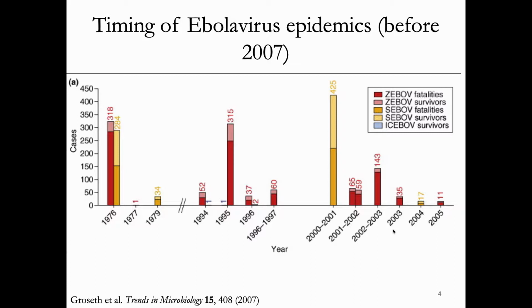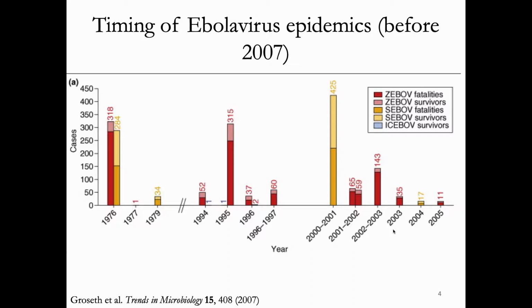These are the Ebola epidemics that had happened before 2007. In the darker colors, you see the number of people who died in each epidemic, and in the lighter colors, you see the number of people who were infected. And the actual numbers of infected are shown at the top of the bars. The different color bars indicate different strains genetically of the virus.